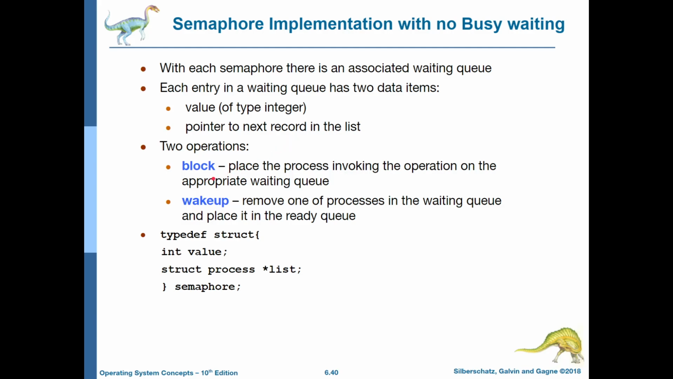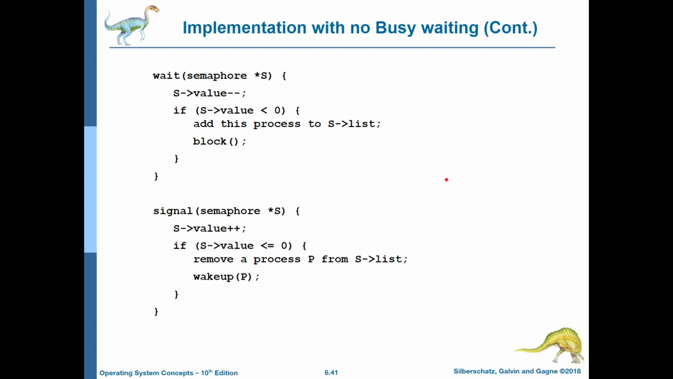And what we would have, there's going to be two operations we have here. There's going to be a block operation. The block operation causes that particular job to get added to the queue. And a wake-up operation, which says wake up this particular process in the queue and put it in the ready queue. And we can see the implementation here.